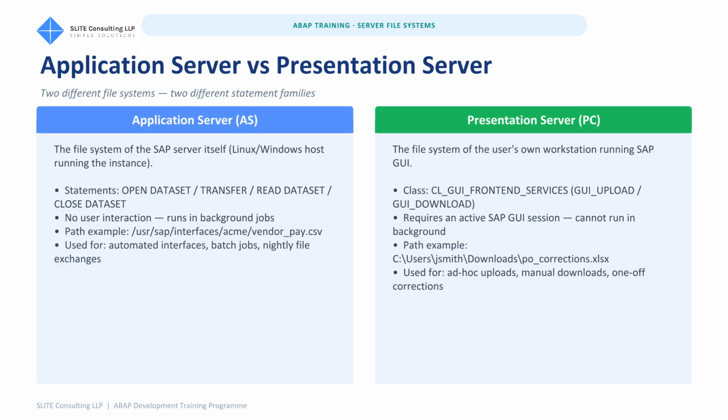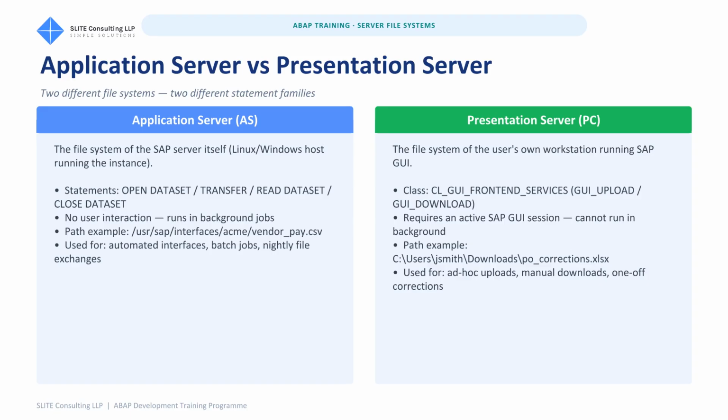The application server file system belongs to the SAP server itself. It's the Linux or Windows box the instance runs on. You reach it with Open Dataset, Transfer, Read Dataset, and Close Dataset, and critically, this works with no human present, which is why it's what you use in background jobs.